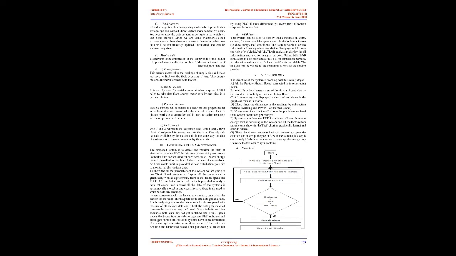3. Comparison of old and new model. The proposed system is to detect and monitor the theft of electricity by using PLC. In this system, the area of electricity consumers is divided into sections, and for each section an IoT-based energy meter is installed to monitor all the parameters of the sections. And one master unit is provided near the distribution pole site to monitor all the sections' data. To show all the parameters of the system, we are going to use the ThingSpeak website to display all the parameters in graphical as well as digit format.